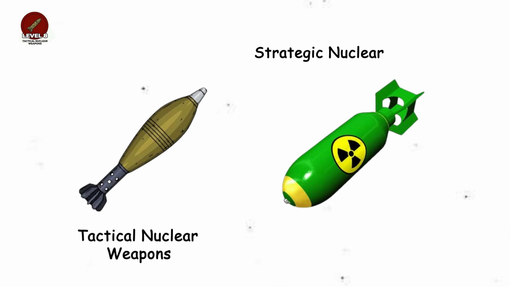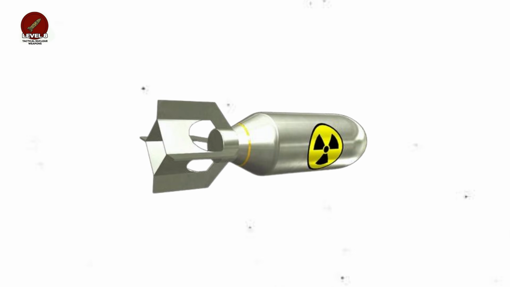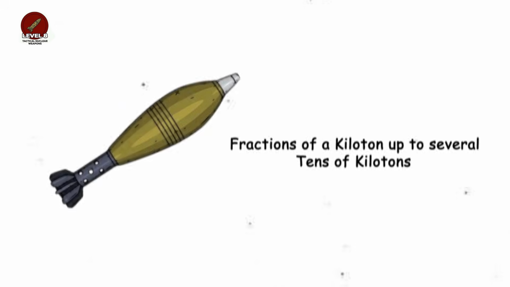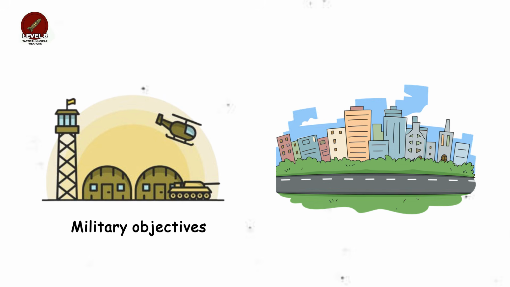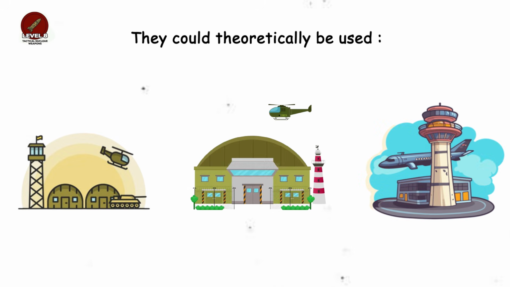Tactical nuclear weapons are generally lower in explosive yield than strategic nuclear weapons. While strategic weapons may produce explosions measured in hundreds of kilotons or megatons, tactical nuclear weapons may have yields ranging from fractions of a kiloton up to several tens of kilotons. The goal of these weapons is to target specific military objectives rather than large urban areas. They could theoretically be used against troop formations, military bases, airfields, or armored units.